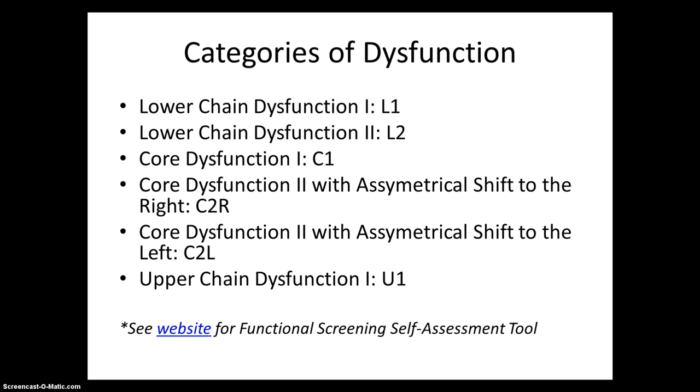The Academy of Function has 6 primary categories of dysfunction. The first is a lower chain dysfunction, or L1, which takes place below the knee. The lower chain dysfunction 2, or L2, which is the knee and down. Core dysfunction 1, which starts at the waist. Core dysfunction 2, which is an asymmetrical shift to the right. Core dysfunction 2 with the asymmetrical shift to the left. And lastly, the U1 posture, or the upper chain dysfunction.